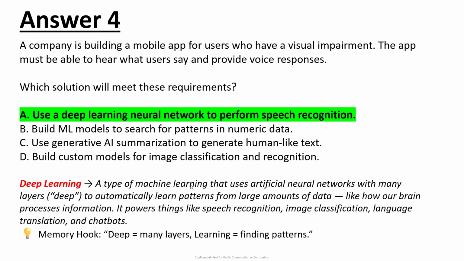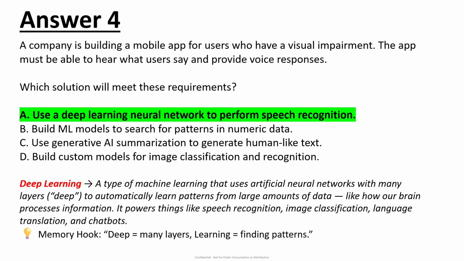Deep learning, in very short, is a type of machine learning that uses artificial neural networks with many layers. That is why it's deep, many layers, to automatically learn patterns from large amounts of data, like how our brain processes information. It powers things like speech recognition, image classification, language translation, and chatbots. So to remember for the exam, deep is many layers.